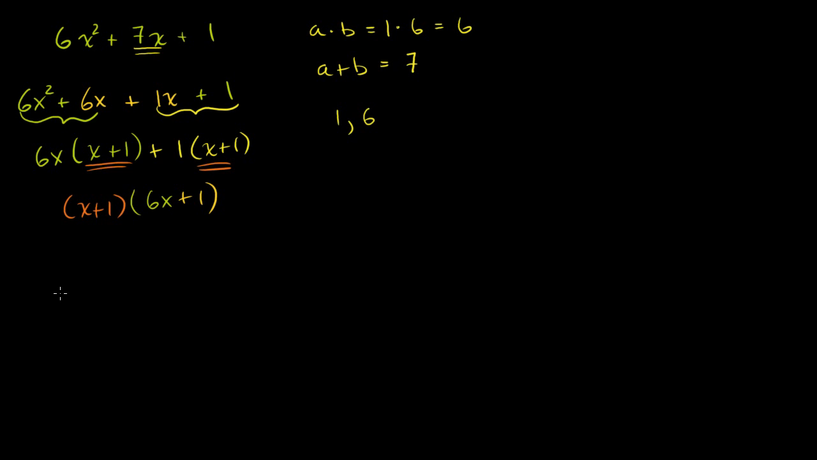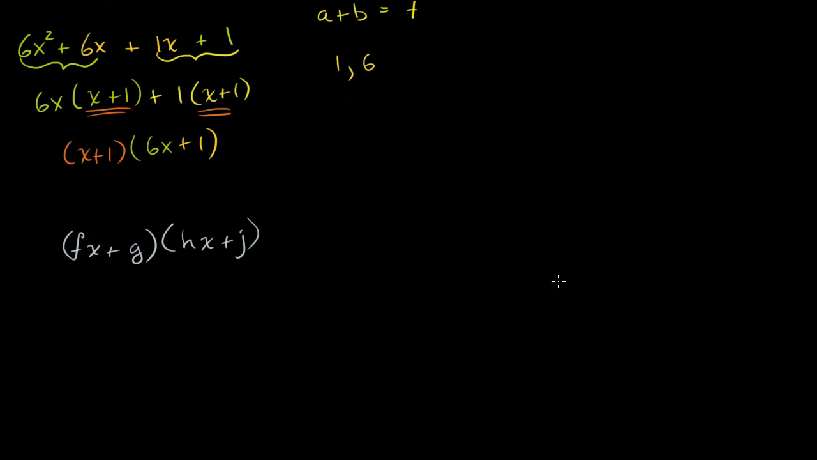So let me use completely different letters. Let's say I have (fx plus g) times (hx plus j). I'll use j instead of i. You'll learn in the future why I don't like using i as a variable. So what is this going to be equal to?